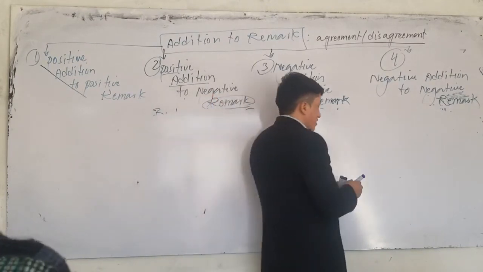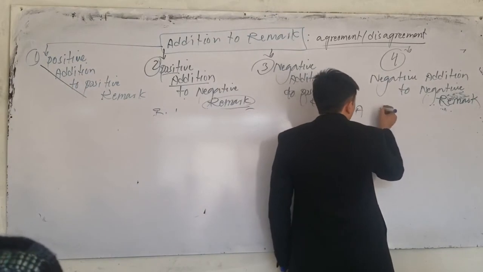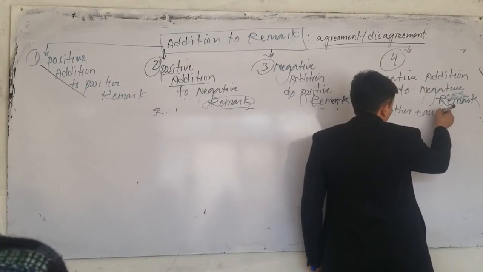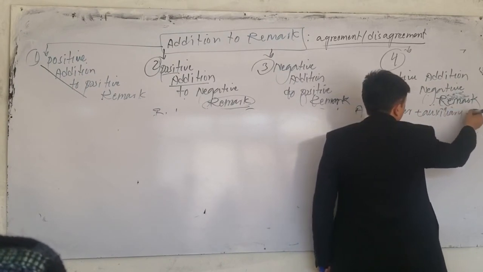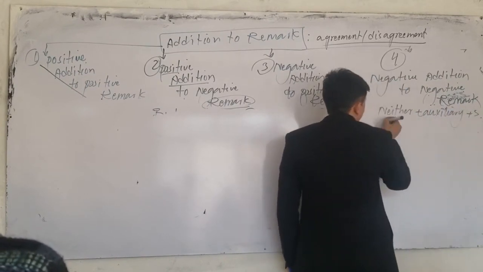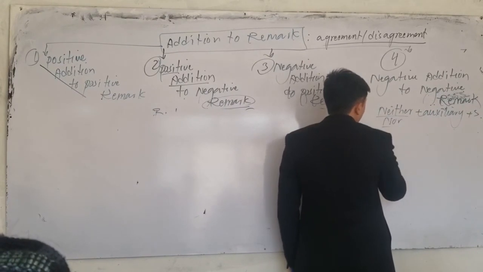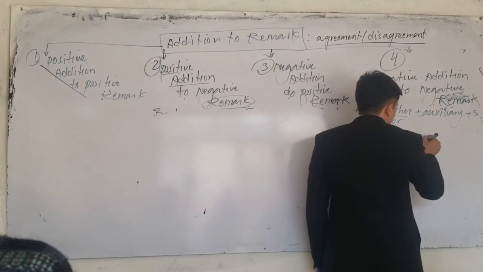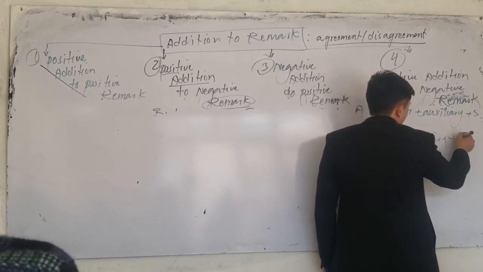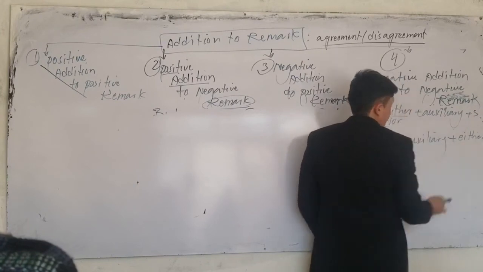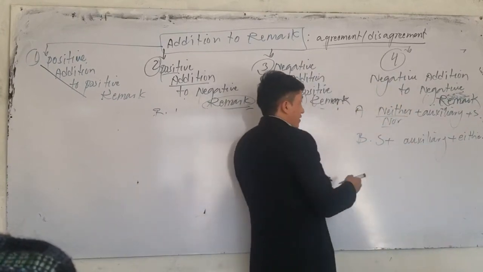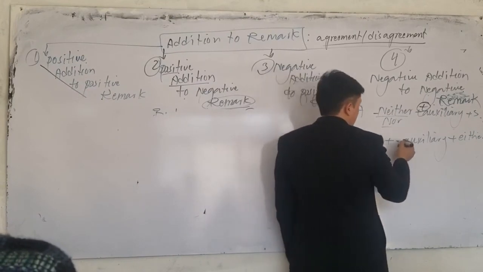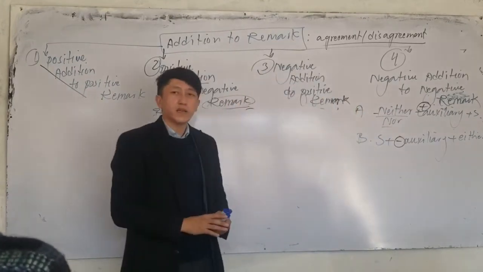Can you tell me the structures? We have two structures here. First one, we use neither plus auxiliary verb plus subject. And the second one, we sometimes also use nor instead of neither. Structure B, we use what? Subject plus auxiliary verb plus either. Now the first one should be positive auxiliary verb. Why? Because neither is negative. The second one should be negative auxiliary verb because either is positive.